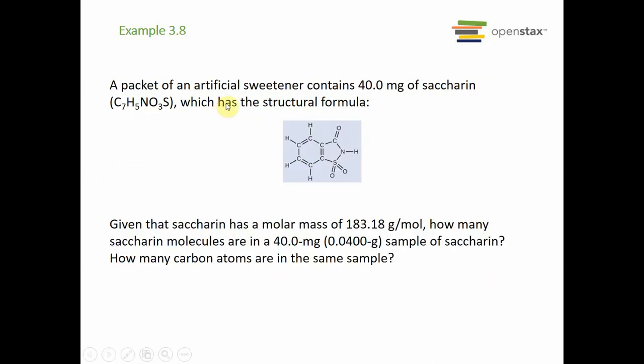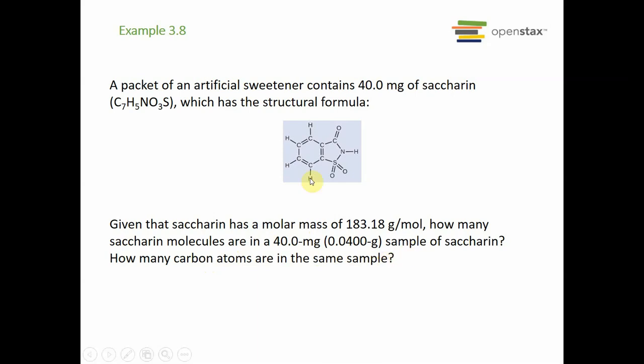A packet of artificial sweetener contains 40 milligrams of saccharin, which has the structural formula shown. Given that saccharin has a molar mass of 183.18 grams per mole, how many saccharin molecules are there in a 40 milligram sample of saccharin? How many carbon atoms are in the same sample?